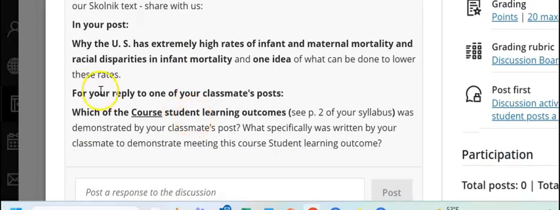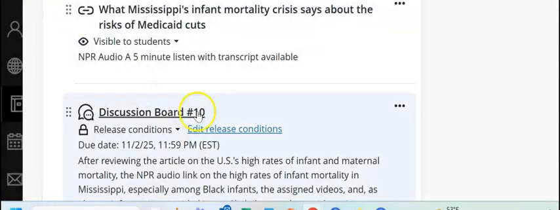Now, the difference is going to be for your reply. You're going to reply to one of your classmates' posts, but specifically you're going to answer which of the course student learning outcomes, and to see those, you go to page 2 of your syllabus, was demonstrated by your classmate's post. And what specifically was written by your classmate to demonstrate meeting this course student learning outcome. So it's a very specific discussion board.